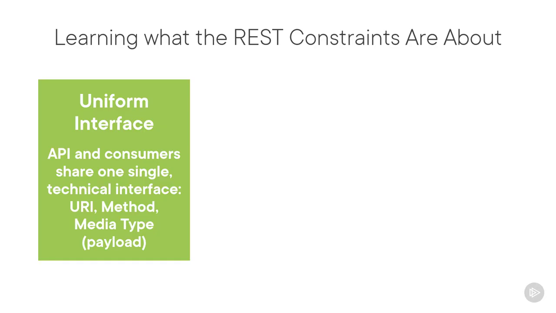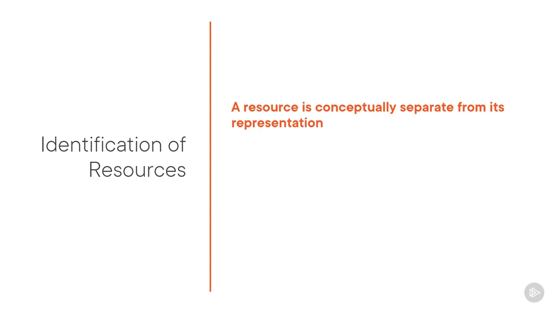This constraint has 4 sub-constraints. The first sub-constraint is identification of resources. Individual resources are identified in requests by using URIs. So that's the URI we already saw in our demo requests, but the resources themselves are conceptually separate from the representations that are returned to the client.